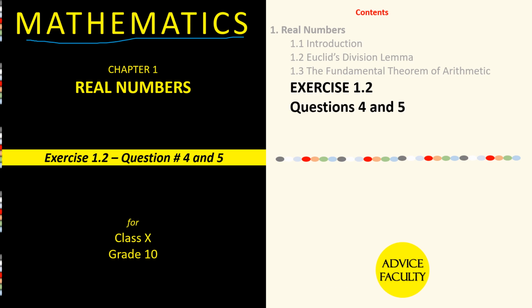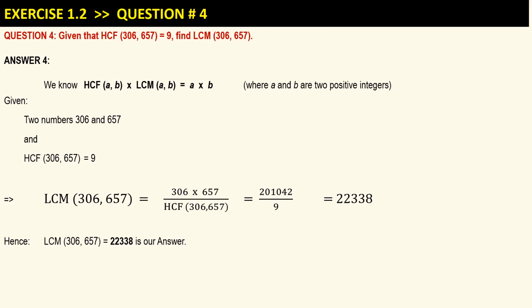This session is on Mathematics, Chapter 1 on Real Numbers for Grade 10, Exercise 1.2, question numbers 4 and 5. Question number 4 says, given the HCF of 306 and 657 is equal to 9, find the LCM of the same two numbers. We know that HCF of A and B when multiplied by LCM of the same numbers A and B gives us the product of the same two numbers A and B.